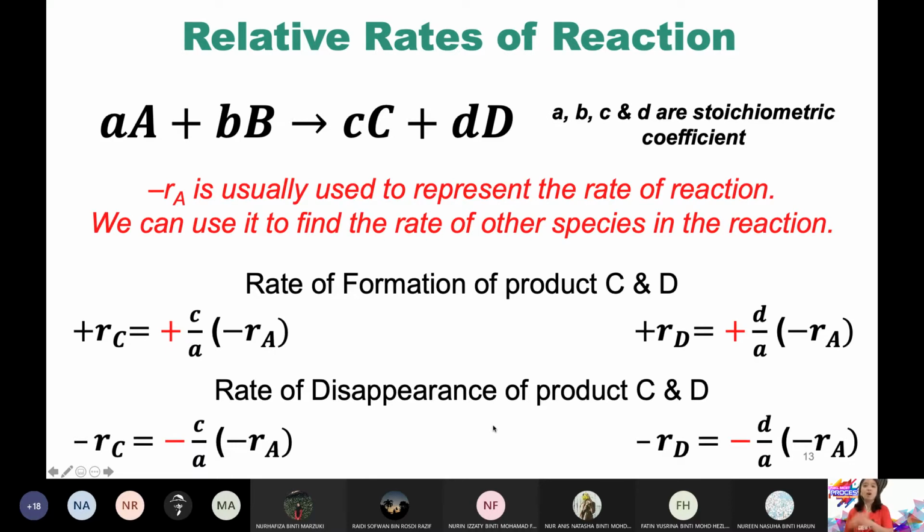Okay. Next one, rate of disappearance of product C and product D. So again, rate of disappearance kan, so negative RC, negative RD. Okay, so kamu kena faham part negatif positif R tu bergantung kepada what rate are you calculating. Rate of formation, positive R. Rate of disappearance, negative R. Then species C, species D. However, the number tu pula ada juga the negative positive depending again on the row of the species in the reaction.